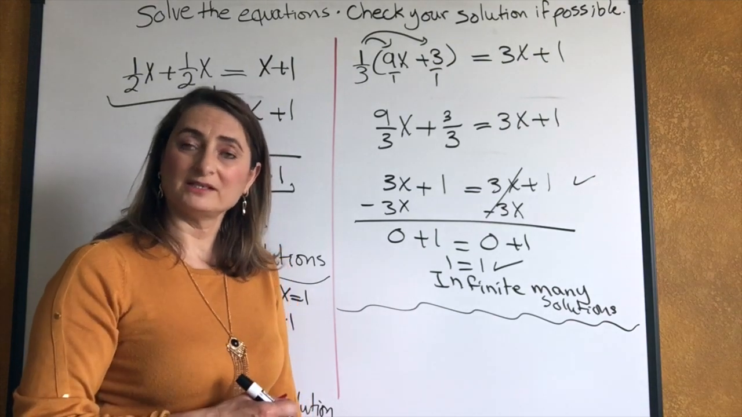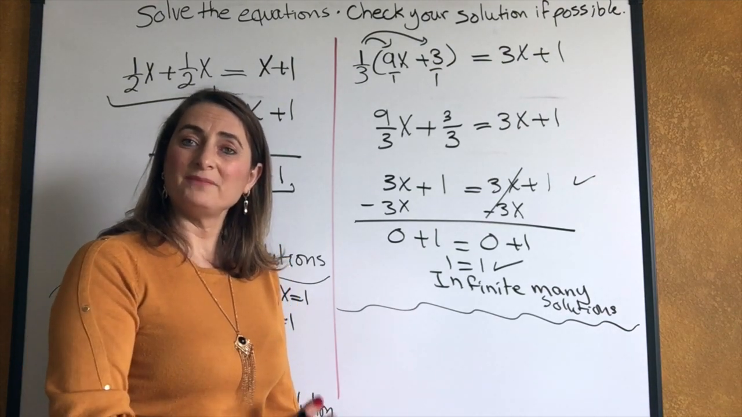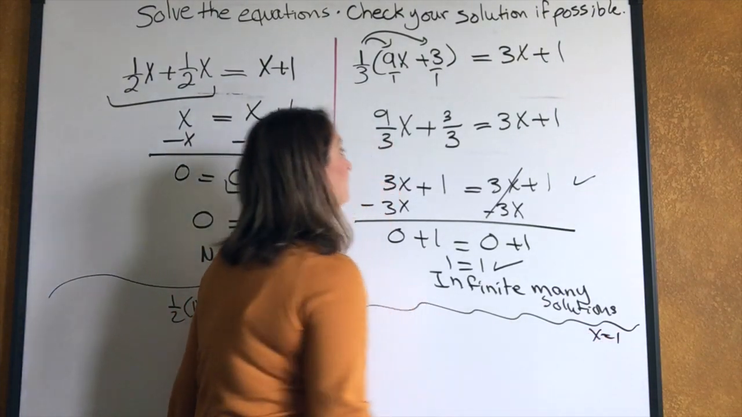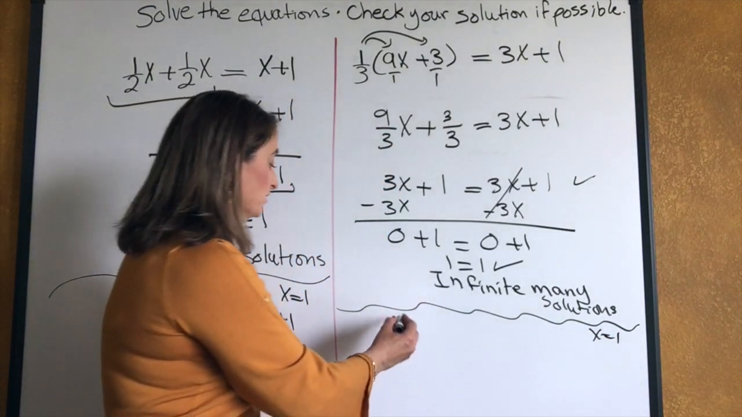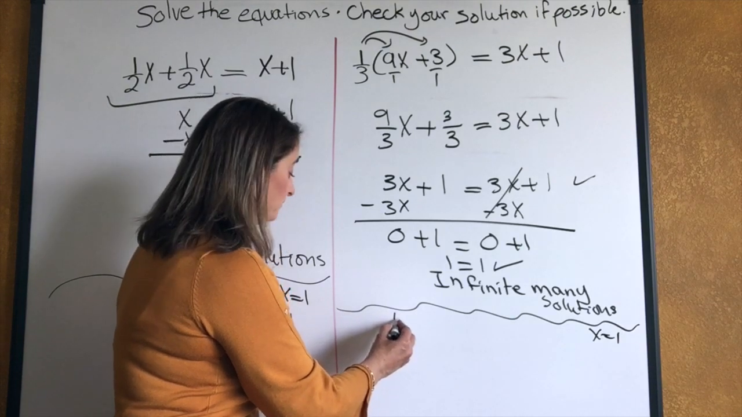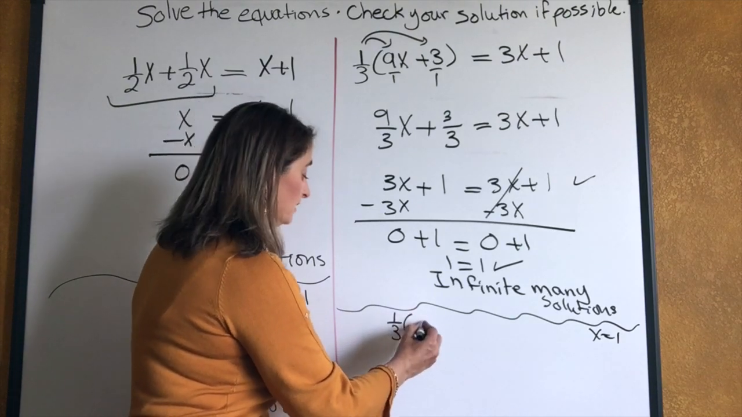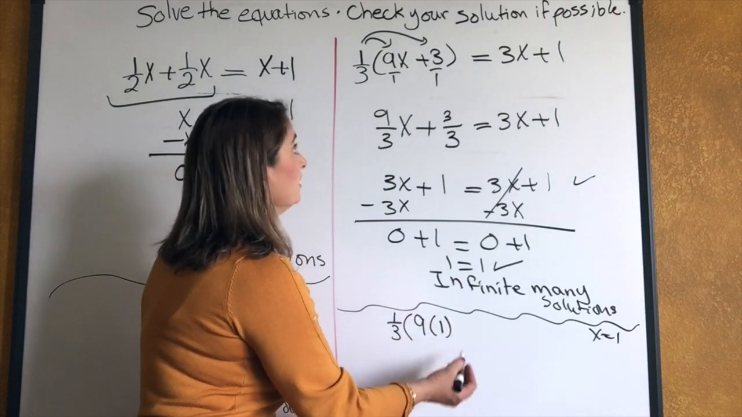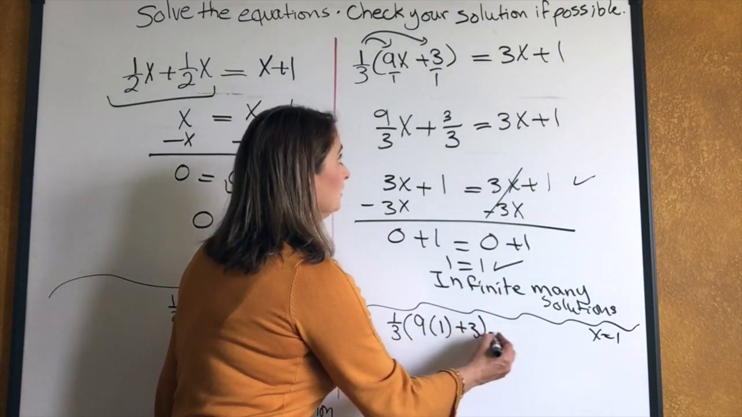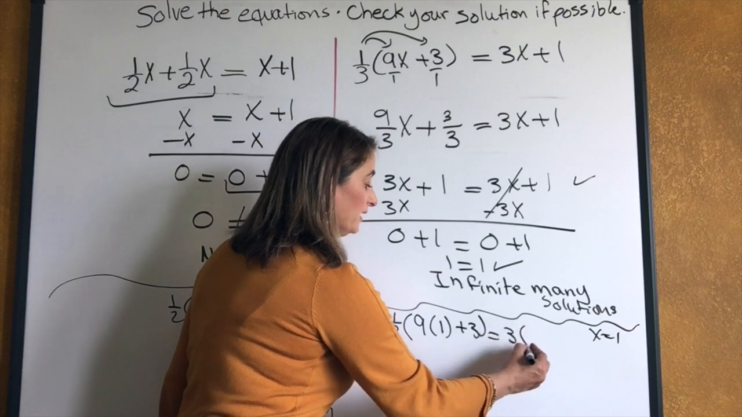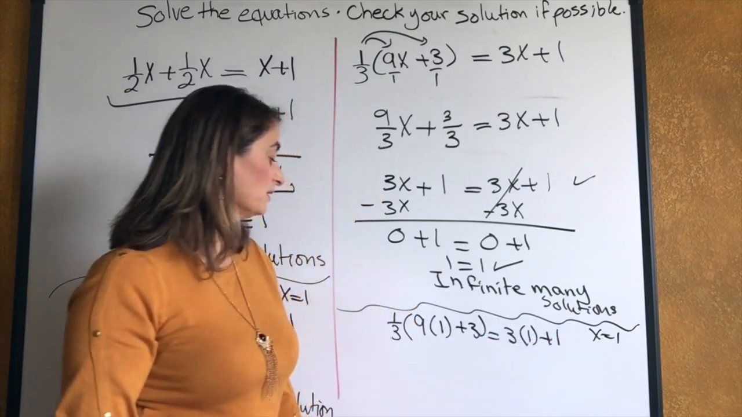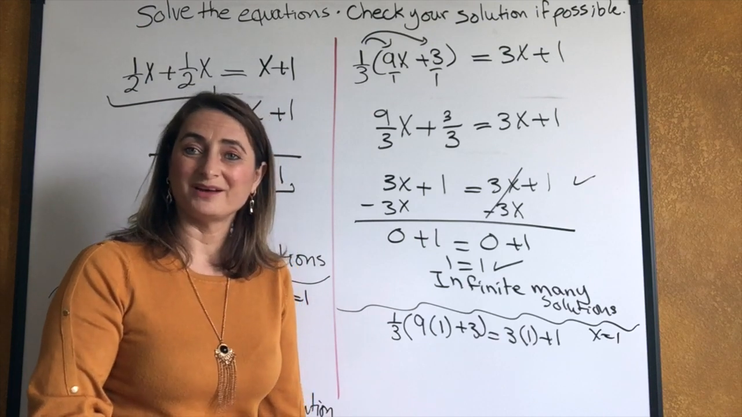But let's see if x equals 1 balances the equation. X equals 1. Substitute x in the equation with 1. So 1/3 times 9, and instead of x, I'm going to replace it with 1, plus 3 equals 3. Now I have x, I replace it with 1. Make sure it's in parentheses just in case you have to multiply, because you do have to multiply now.